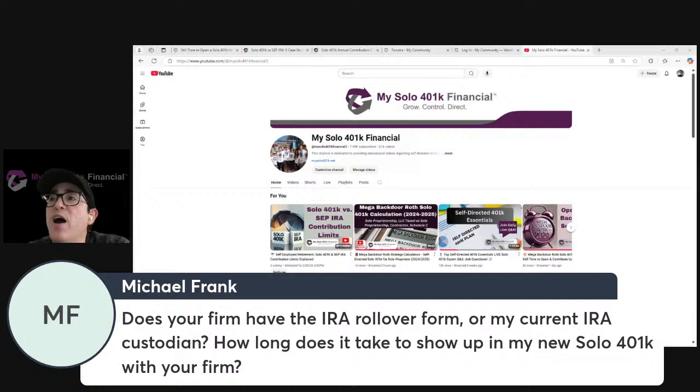Does your firm have the IRA rollover form for my current IRA custodian? How long does it take to show up in my new solo 401k with your firm? Well, it's generally best to get the form directly from the IRA provider, even though we do have all that experience that we can leverage, because a lot of times they'll update the form and they don't publish it on their website. We just hate to have the form submitted and have them come back and say the form's outdated, so now you have to resubmit the new form. But certainly get the form forwarded to us and we'll help complete it.